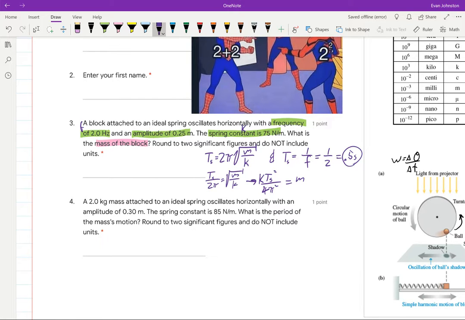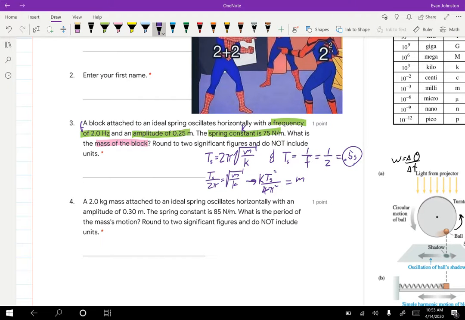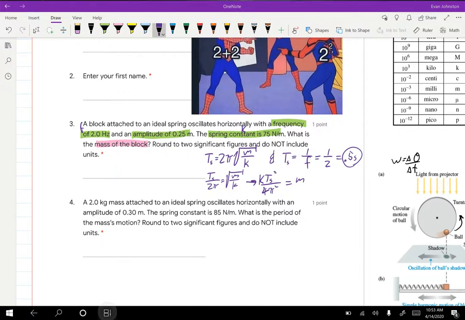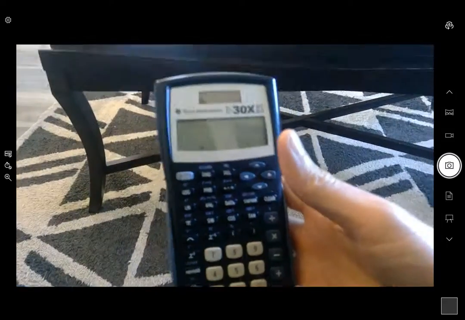So for me, I have my calculator right here at home, but maybe you don't have yours, so I'm going to show you both. We have to use the spring constant times the period squared over 4 pi squared. So I'm going to switch over to my camera right here. Let's see if it keeps on the camera. Oh, sweet. There's my socks. Let's go up a little bit more.